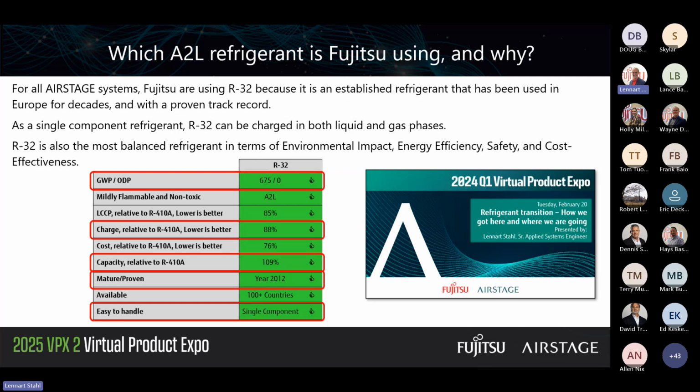It's very mature and proven. We have had it in the US a few years and outside the US more than 10 years. And at the bottom I listed again, easy to handle. It's a single component, and that's going to be an advantage for us, especially when it comes to handling it.